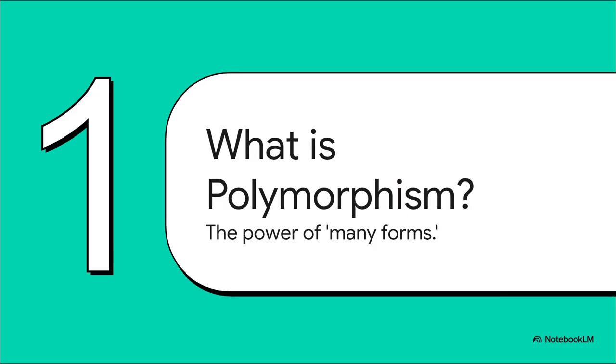And this really powerful concept has a name: polymorphism. It literally means many forms, and that's exactly what it is. It's what allows us to treat a bicycle just like a generic vehicle when we need to, without ever forgetting that deep down, it's still a bicycle with its own special qualities.